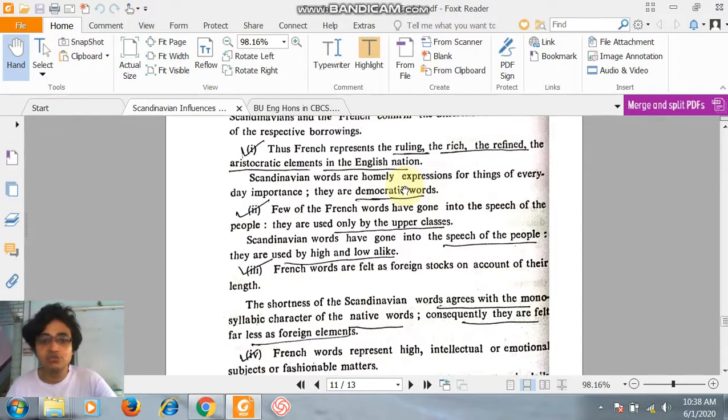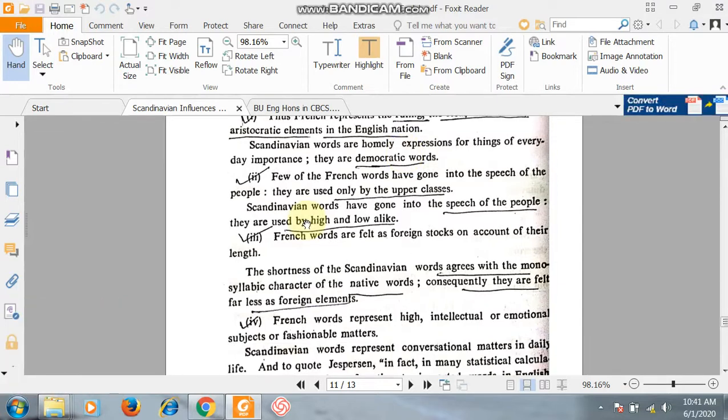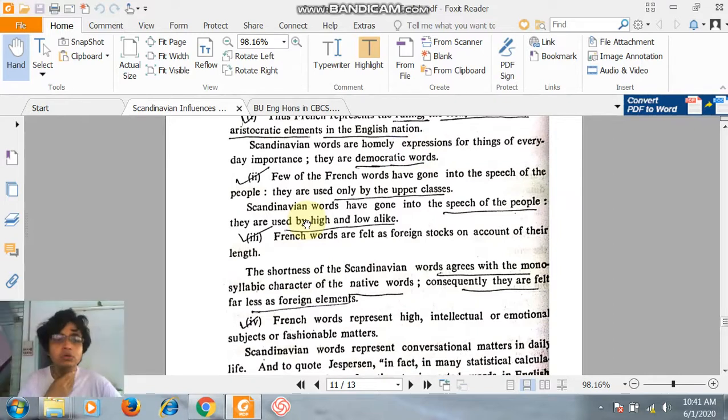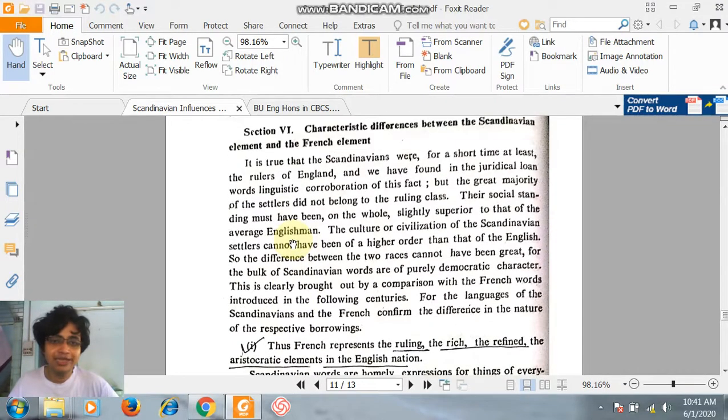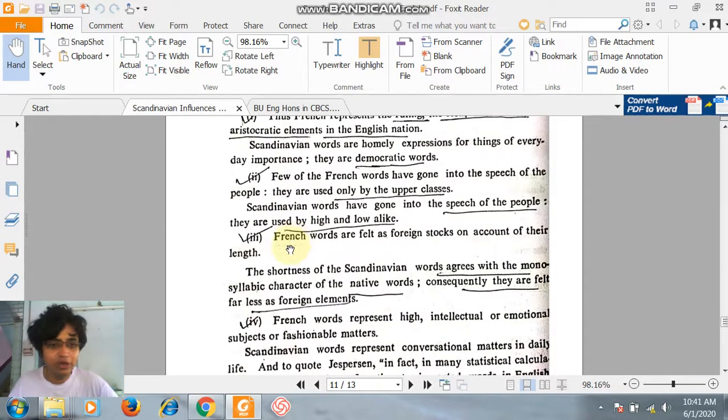Few of the French words have gone into the speech of the people. They are used only by the upper classes. While the Scandinavian words have gone into the speech of the people, they are used by both the high and the low alike. So in this way we can say truly that the Scandinavian influence is a homely influence, much more a homely influence than the French influence.